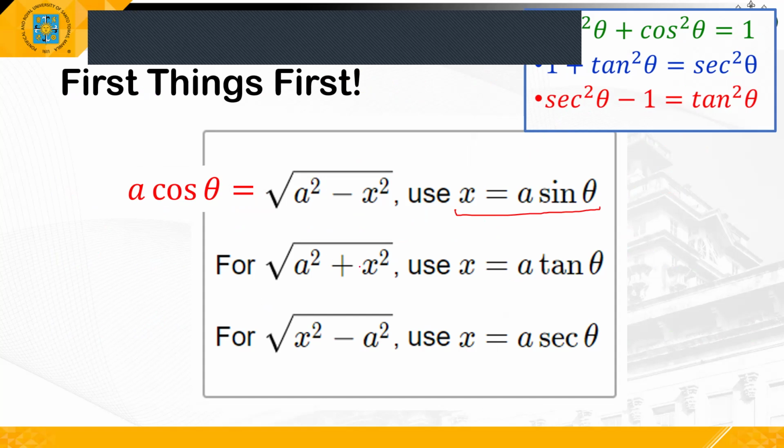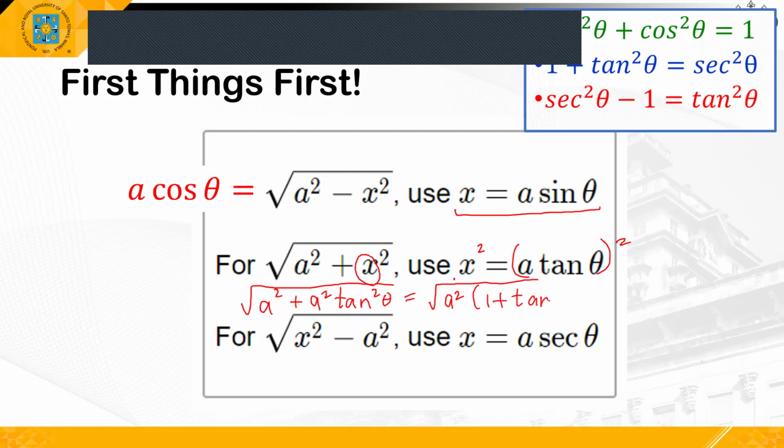So we do the same thing, no? If we are to substitute the x here, so we have a squared. What is our x squared? So squaring both sides of this, what we have is a squared tangent squared theta. So again, we can factor out the a squared. That's a common factor inside the radical. Sana po nakakasunod. If you find it difficult to follow, you can always pause our video. Okay? So that's 1 plus tangent squared theta.